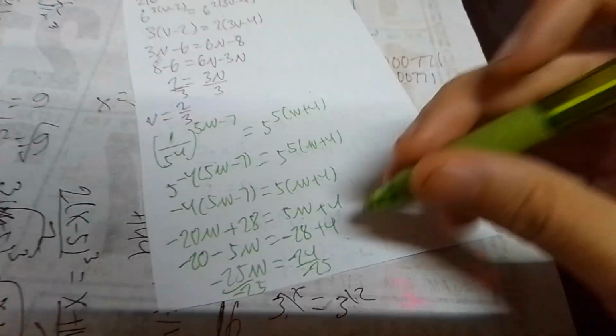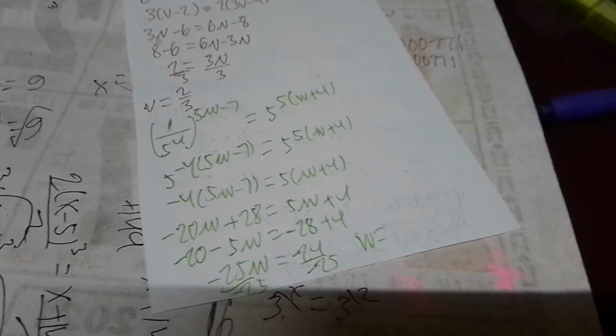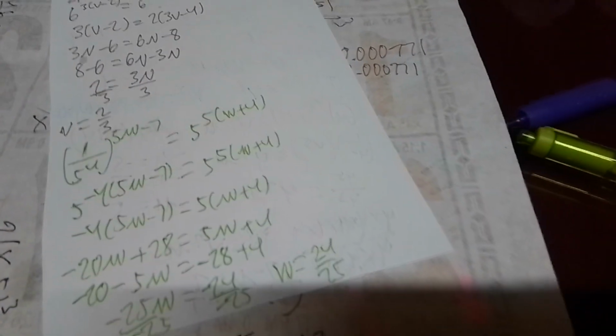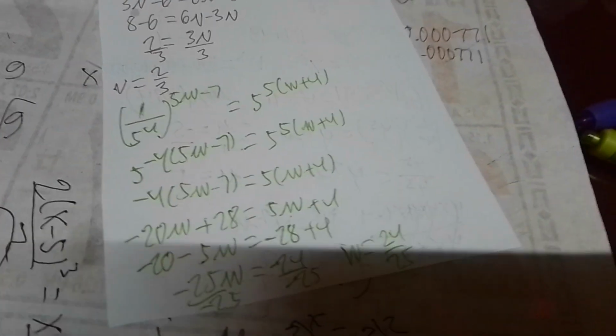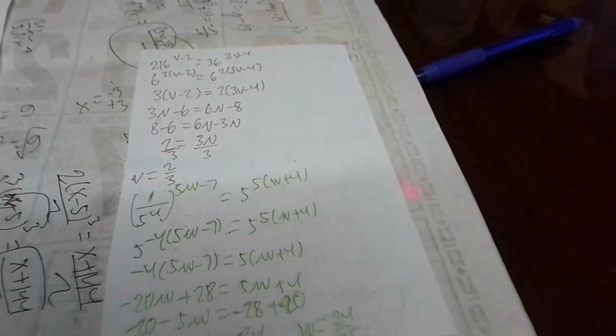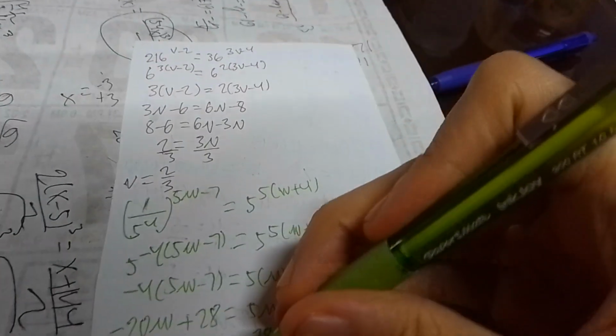Dividing both sides by negative 25, therefore w must be 24 over 25 in positive form. Alright? So let's double check. 5 times w is 5w, 5 times 4 is 20. So therefore it should be negative 28 plus 20, which gives you negative 8 over 25. So therefore, w should be negative 8 over 25.